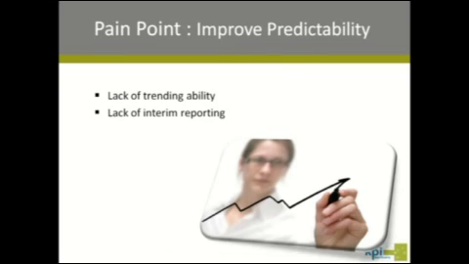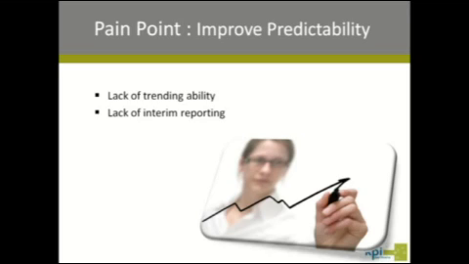So the first pain point is predictability. So how do you improve predictability? A very basic thing is trending. A lot of finance organizations really struggle to give meaningful trending to their users. It's a manual process, it's difficult, you have to merge data sets together, all of that.